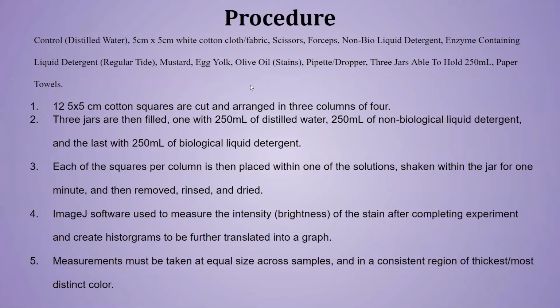I then use a software called ImageJ to measure the intensity, which is the brightness of the stain, after completing the experiment. I then create histograms to be further translated into a graph. Measurements must be taken in equal size across samples and in a consistent and maintained region of thickness for accurate results.